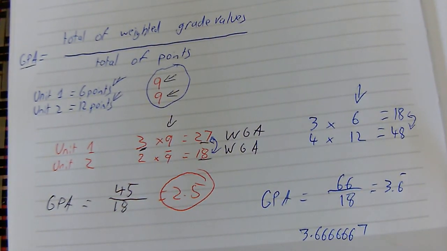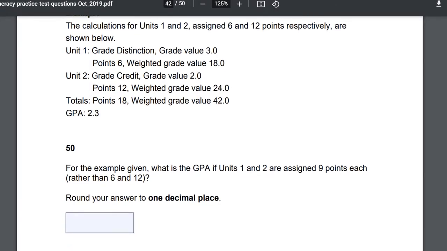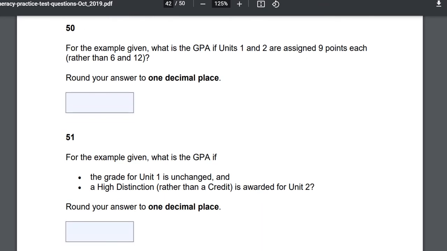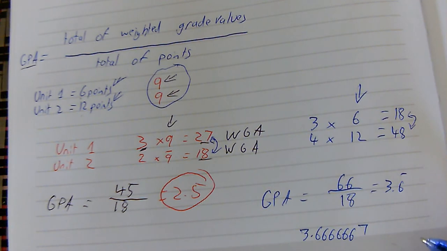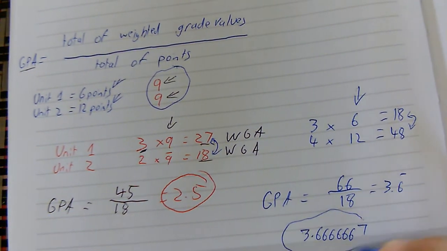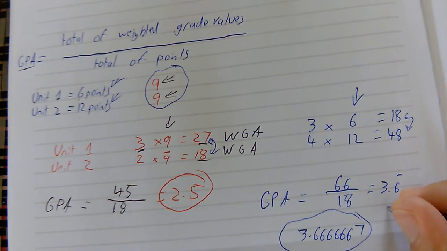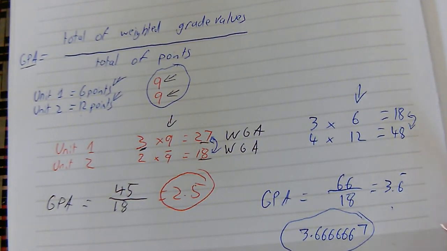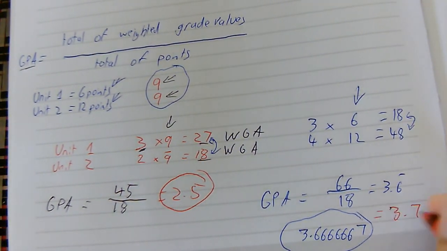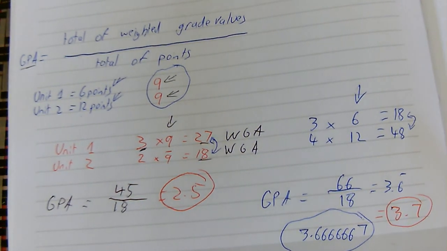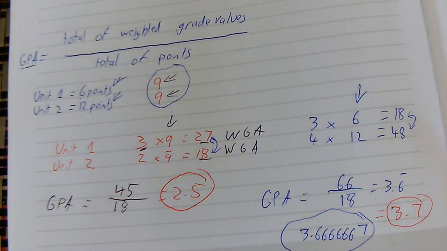And if we look at the answer that they asked for, they're asking to round your answer to one decimal place. So we can't have it as 3.6 recurring. We have to round it up or down. 6 is obviously high enough that we round up. So that number that I've got there will actually round up to 3.7, which I'll put in red. And I'll circle it. So that is the answer for question 51.